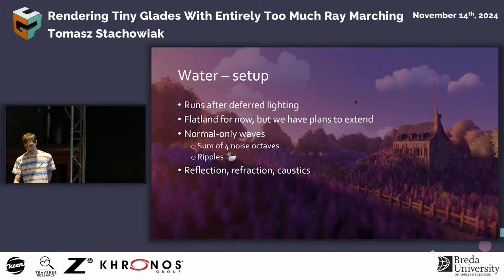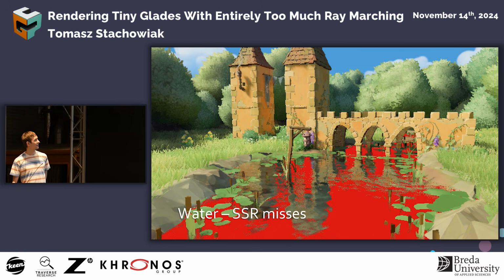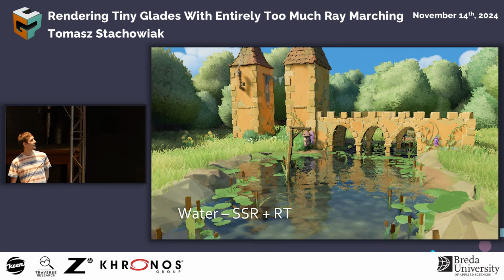And starting with reflection, we start with SSR. This is a reduced resolution image, so we can see the artifacts. But as everyone knows, SSR fails quite often and gives you something ugly. So we detect the ugly. In those cases, we do ray tracing instead.